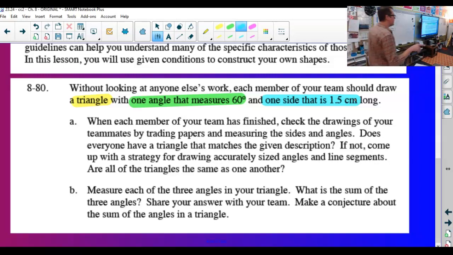Compare your triangle with your neighbor. Are they identical? Here's a bunch of degree references, 45 degrees. Hey friends, I gave you straight up degree references. So if you're trying to do 60 degrees, you can just do it. You don't have to use a protractor.